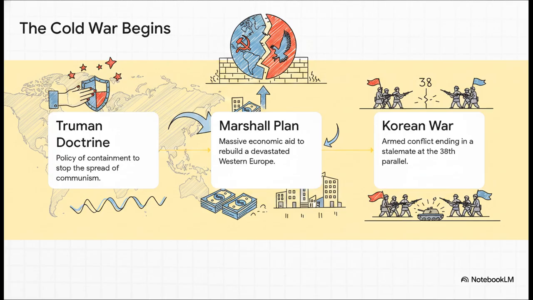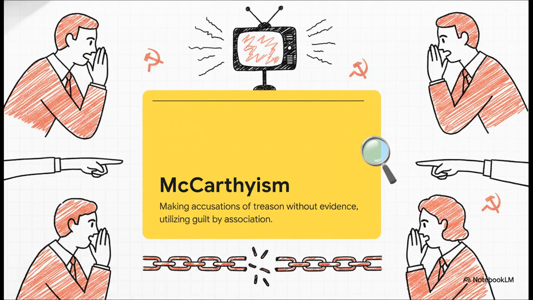Step 3, containment turns hot. The Korean War breaks out when the Communist North invades the South. The U.S. jumps in, leading to a brutal armed conflict that ultimately ends in a stalemate at the 38th parallel. That intense fear of communism spreading globally caused an absolute panic back home, known as the Second Red Scare.